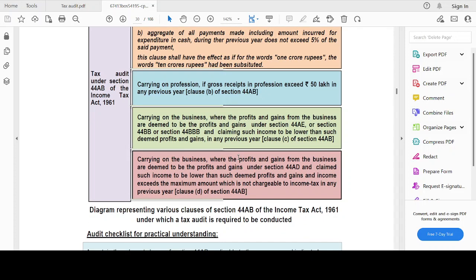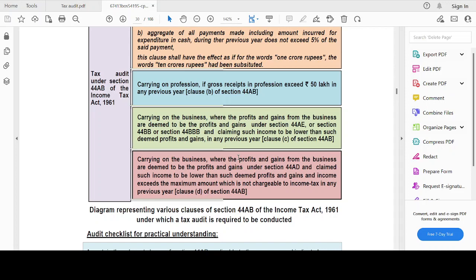Carrying on business where the profits and gains are deemed to be the profits and gains under section 44AD, and the assessee claims the income lower than the deemed profits, and income exceeds the maximum amount which is not chargeable to tax in any previous year. See, I have opted for 44AD and I am going to declare my income lower than the deemed income under such section, and such income exceeds the maximum amount not chargeable to tax, which is nothing but the basic exemption limit. It is greater than the basic exemption limit.